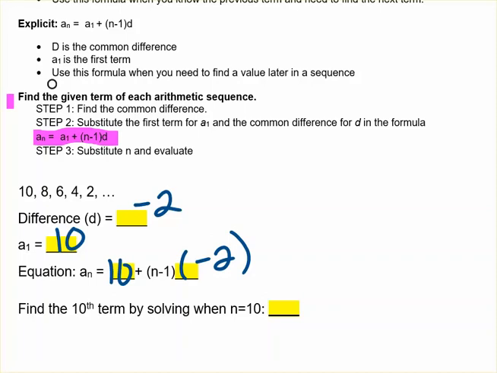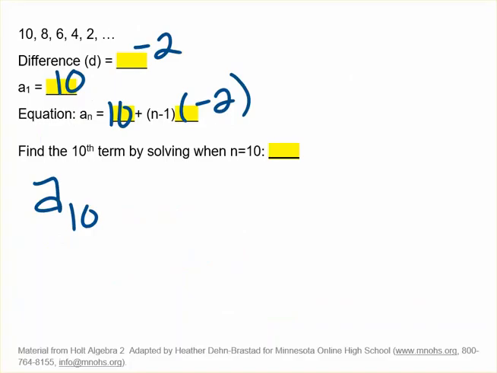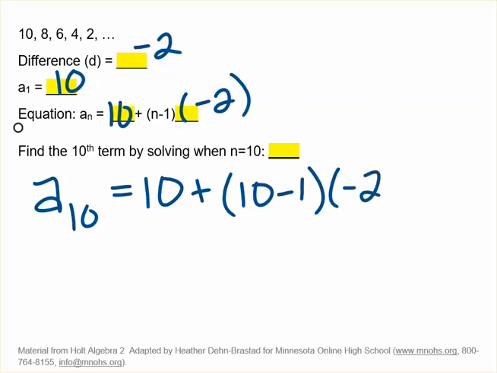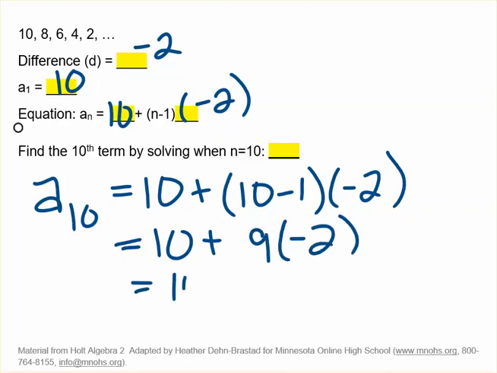This problem asks us to find the 10th term. That means we're solving when n equals 10. To find the 10th term, or a sub 10, we're going to say a sub 10 equals 10 plus n minus 1 times negative 2. Well, n is 10, so 10 minus 1 times negative 2. Simplify that down. It's going to be 10 plus 9 times negative 2, which is 10 plus negative 18. Therefore, my 10th term will equal negative 8.